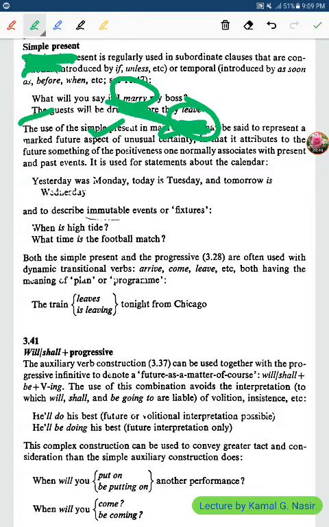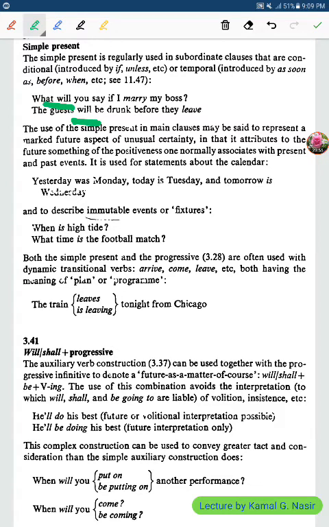But what are they related to? They are related to the future, because what will you say? The guests will be drunk before they leave. So it is not about something happening now. Yesterday was Monday, today is Tuesday, and tomorrow is Wednesday. Is tomorrow a future or not a future?